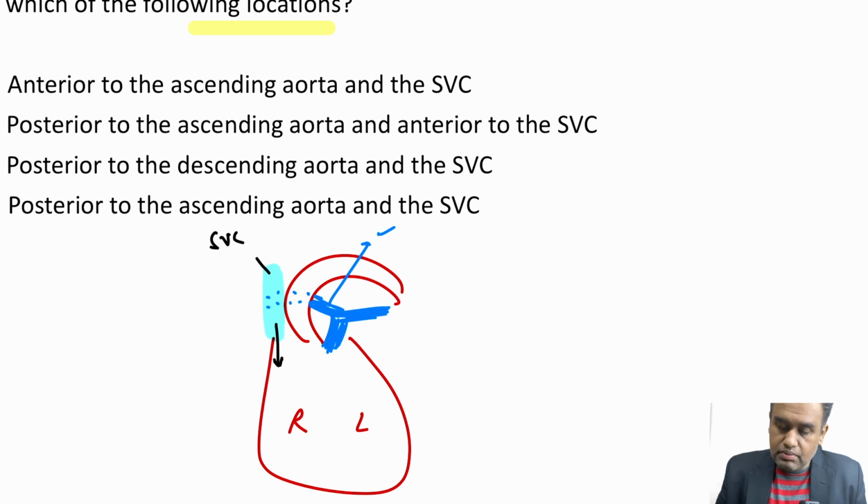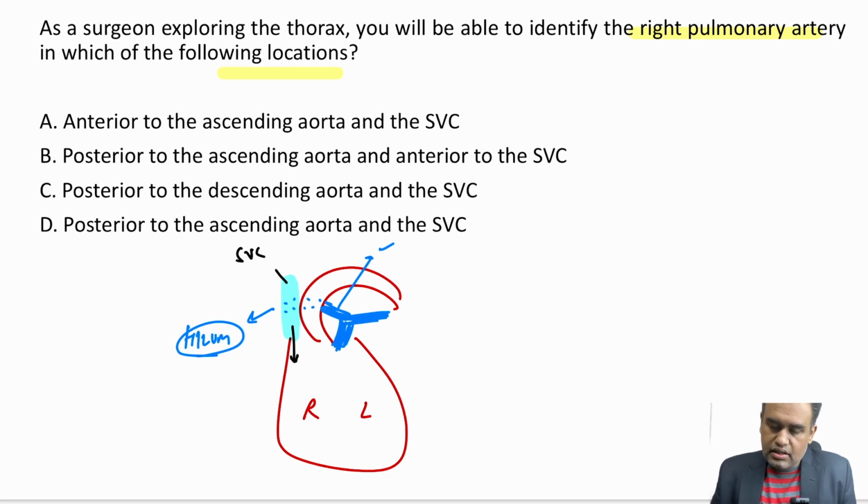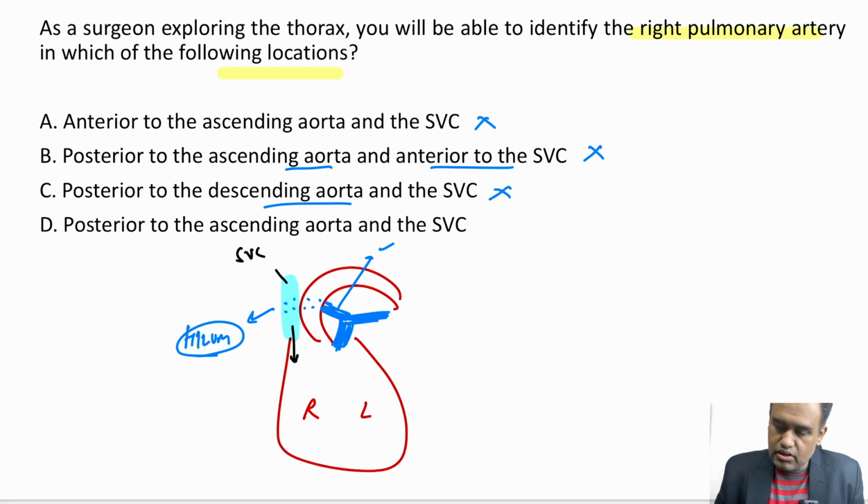The right pulmonary artery goes behind the SVC, then it enters where? Into the hilum of the right lung. So you should know this, right? What will be the answer? Anterior to ascending aorta, obviously not. Posterior to ascending aorta and anterior to SVC, no. Posterior descending aorta will be lying more posteriorly in the posterior mediastinum, so that is not a point over here. Option D should be the answer because that is the only option left: posterior to ascending aorta and SVC. Yes, this would be our answer.